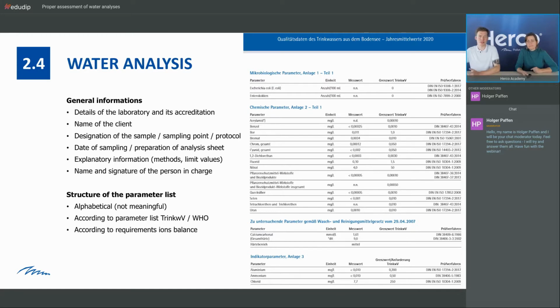So this will be, or is, a typical one that you get from the local water supplier. You have the microbacteria parameters or organics and things like that. We have the chemical parameters, and also sometimes some washing or cleaning parameters. So this is in German, don't be confused.